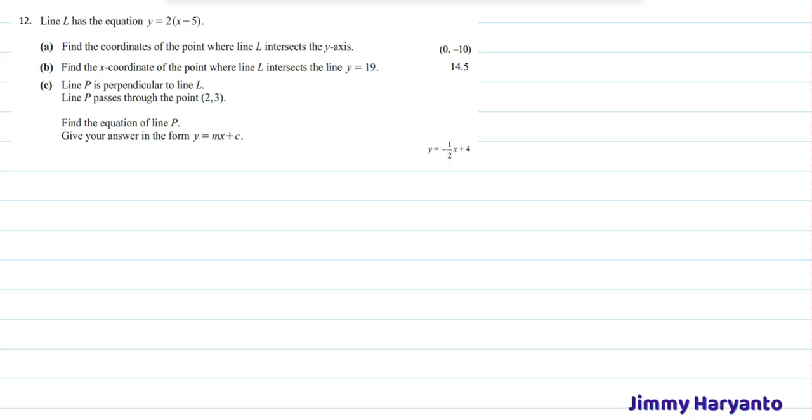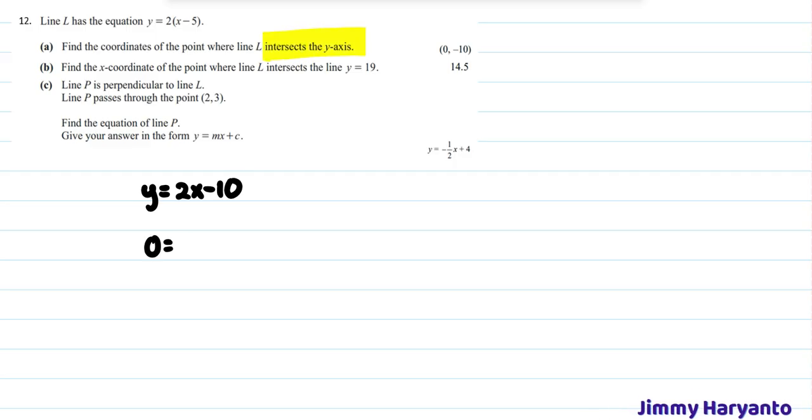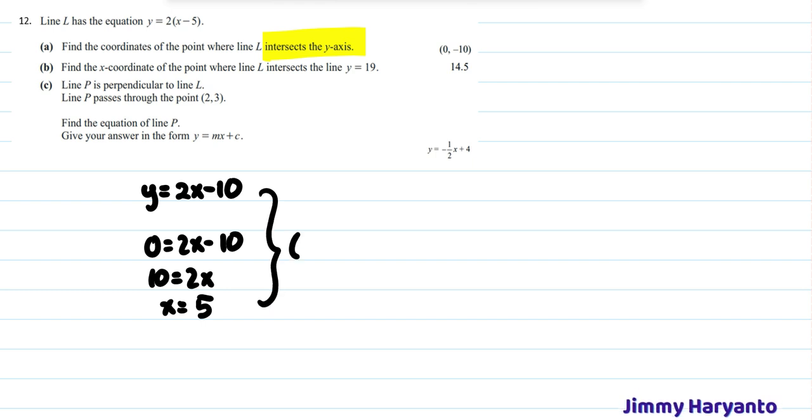Next is question 12. We have y equals 2x minus 10. The question says intersect the y-axis. That means y equals 0. So 0 equals 2x minus 10. You move the 10, you'll have 10 equals 2x. x equals 10 divided by 2 equals 5. That means the coordinate is (5, 0).